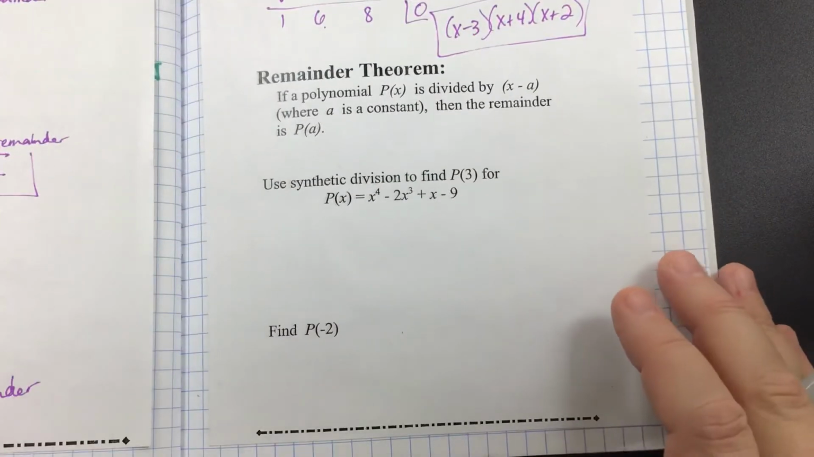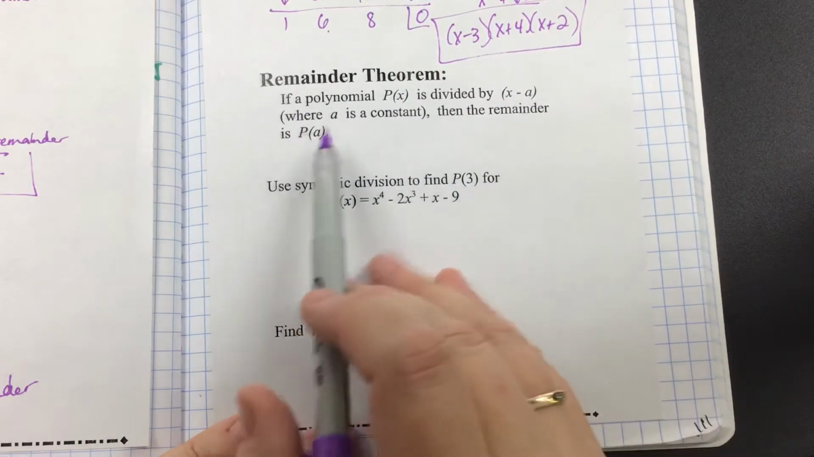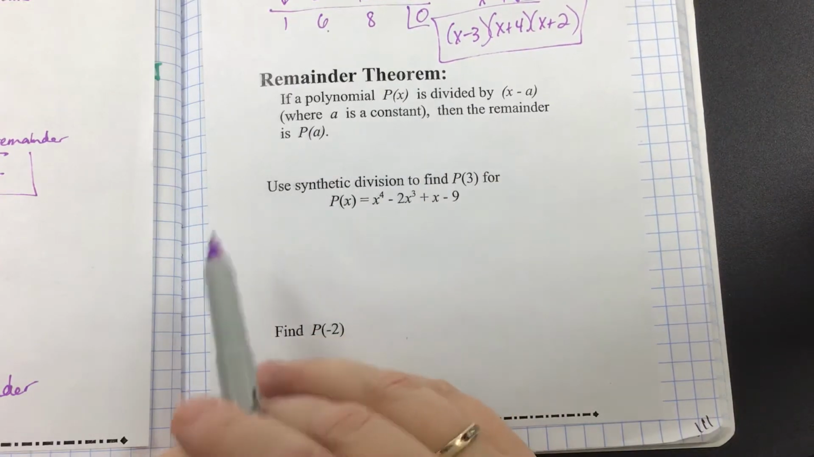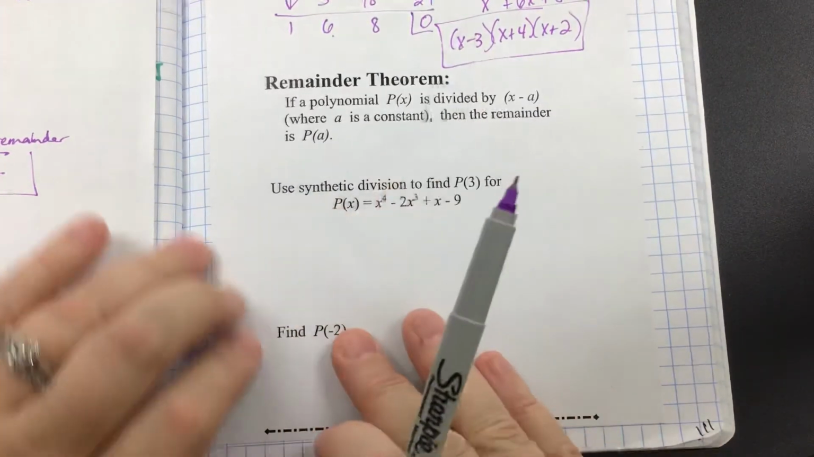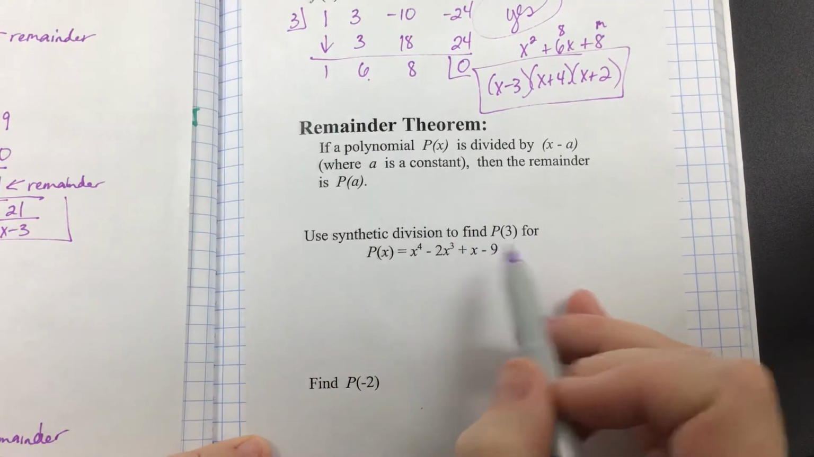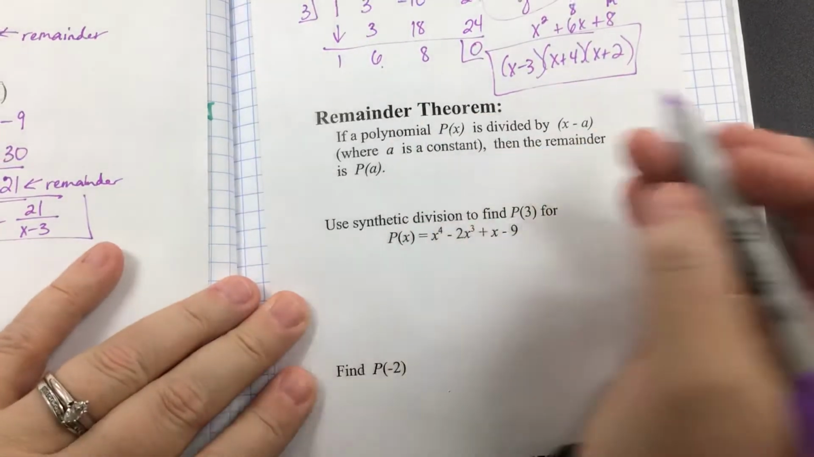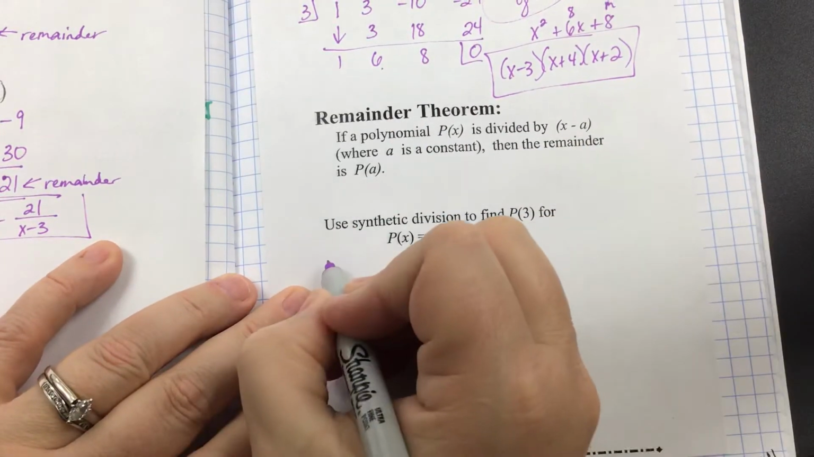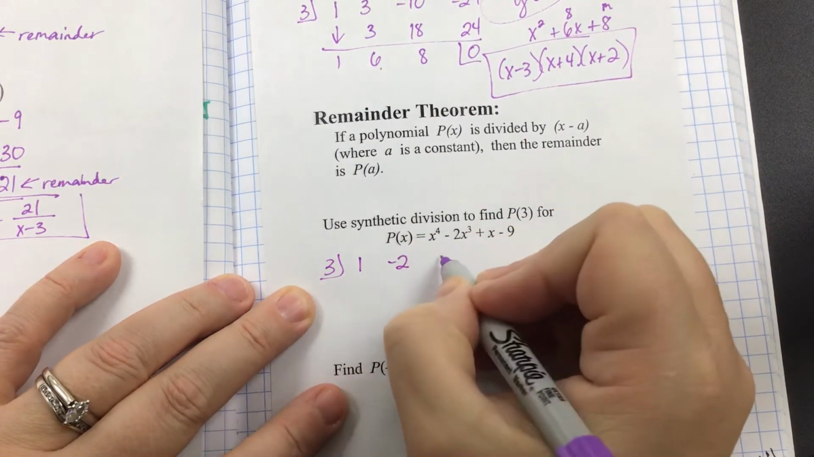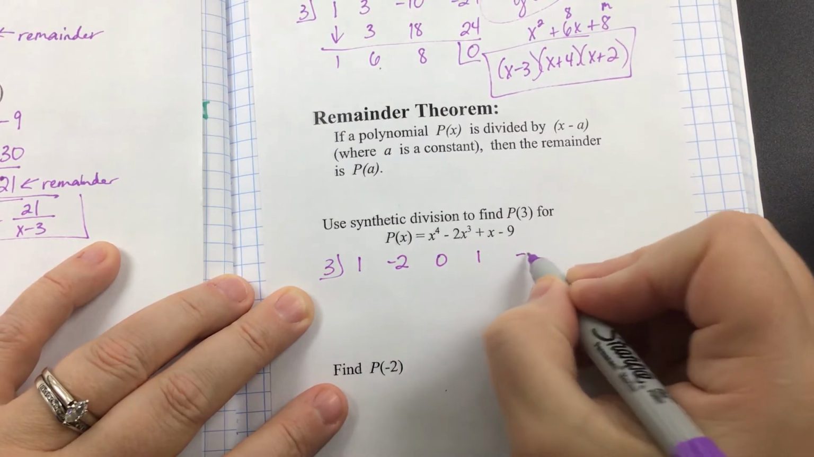Okay, so last but not least, we have the remainder theorem. It says if a polynomial p of x is divided by x minus a, where a is a constant, then the remainder is whatever p of a is. So there are two different ways to do it. It says use synthetic division to find p of 3. Since it says to use synthetic division, we're going to do the 3 here, and again, we're going to have 1, negative 2. There is no x squared term, so we're going to put a 0 there, a 1, and then a negative 9.